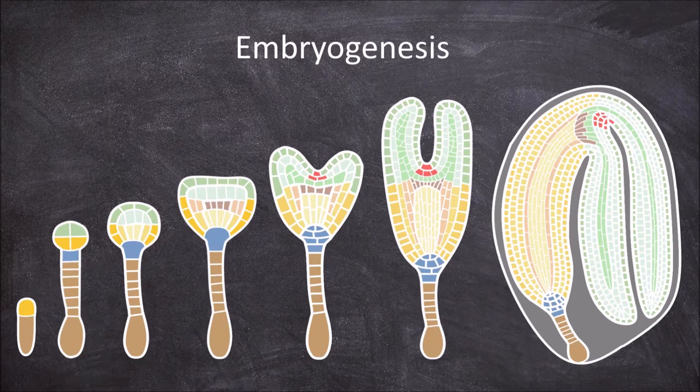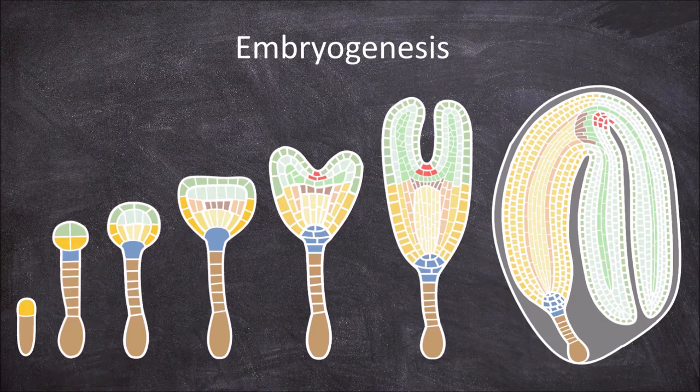In this video, we are going to go over the steps involved in embryogenesis in plants. Embryogenesis in plants is the process where an embryo is formed and develops, and where axial and radial patterning observed in mature plants is established.